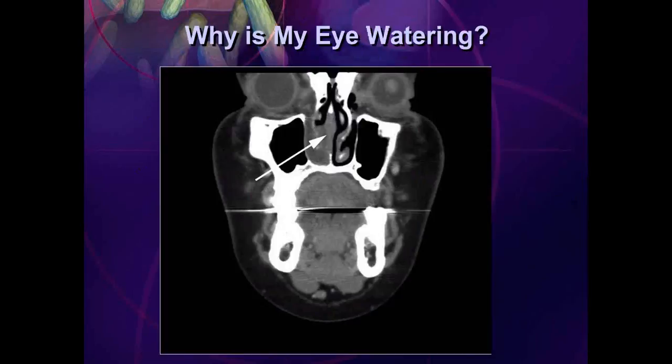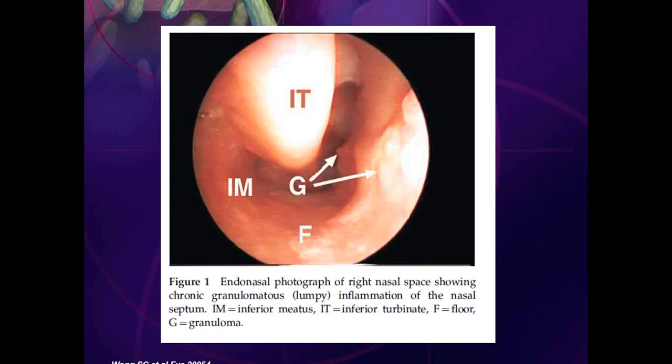So why is my eye watering? This was a woman from Peru. She came in with this constant epiphora, which is the ophthalmology word for a watery eye. And the arrow pointing there is to a thickened nasolacrimal duct. This is the duct that drains tears from the eye into the nose.